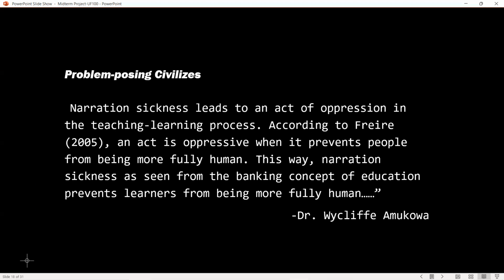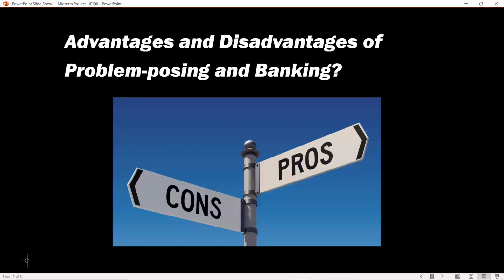Problem posing civilizes. Narration sickness leads to an act of oppression in the teaching-learning process. According to Freire, an act is oppressive when it prevents people from being more fully human. This way, narration sickness, as seen from the banking concept of education, prevents learners from being more fully human. This is a statement from Dr. Wycliffe Omokoa. So this brings us to the advantages and disadvantages of problem posing and banking.